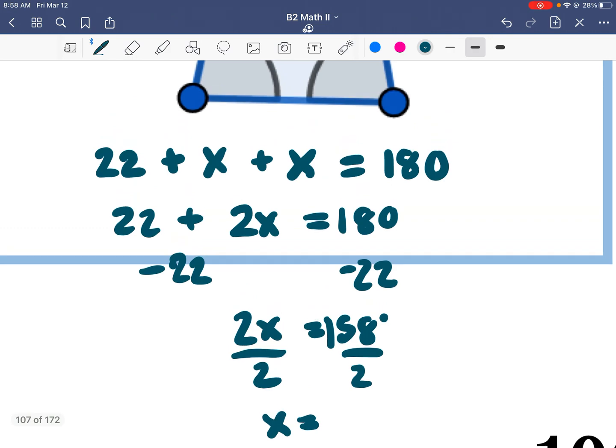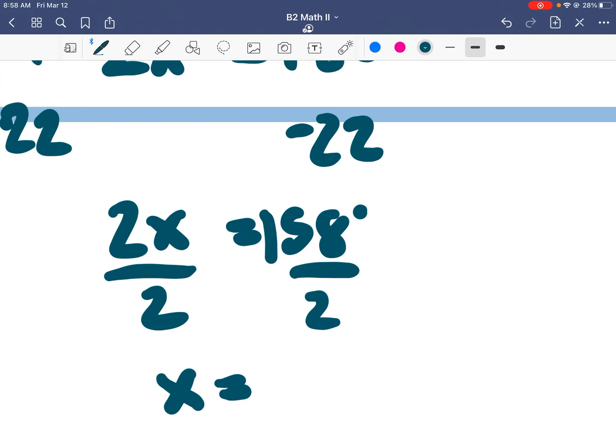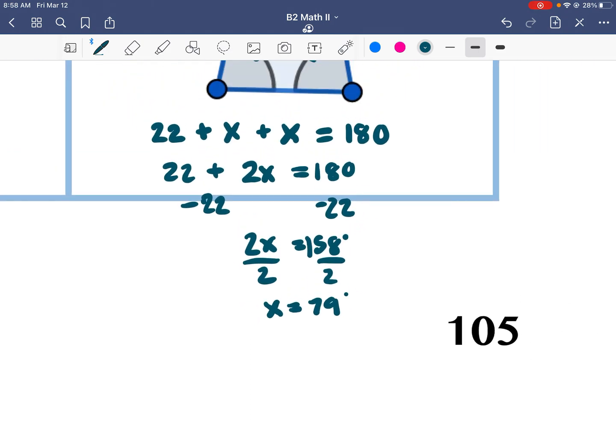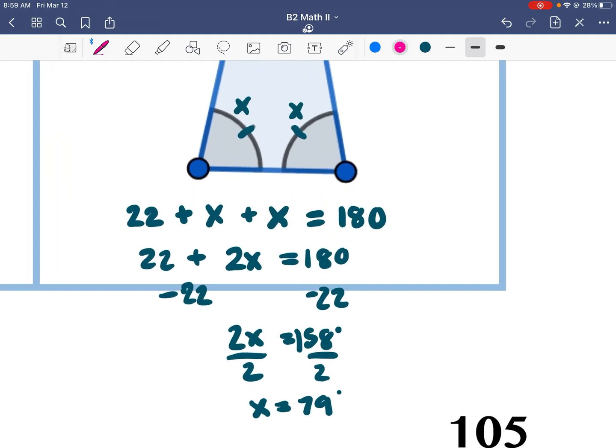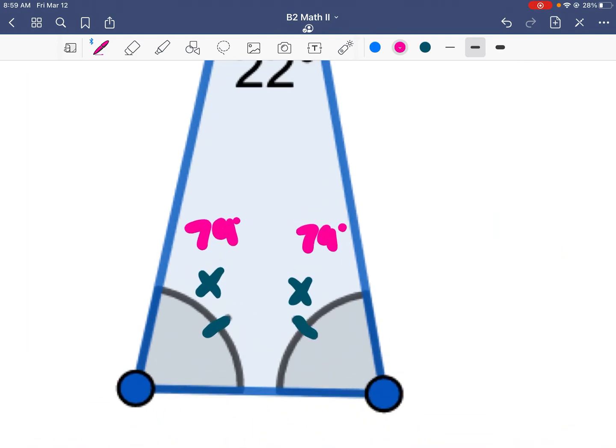Whoa, okay. So let me fix that really quickly. I'm sure you probably noticed this. I took away 22 from 180 and got 158. That's better. So the two angles on the bottom of the triangle have to be 79 degrees because that's half of 158. So both angles down there are 79 degrees.